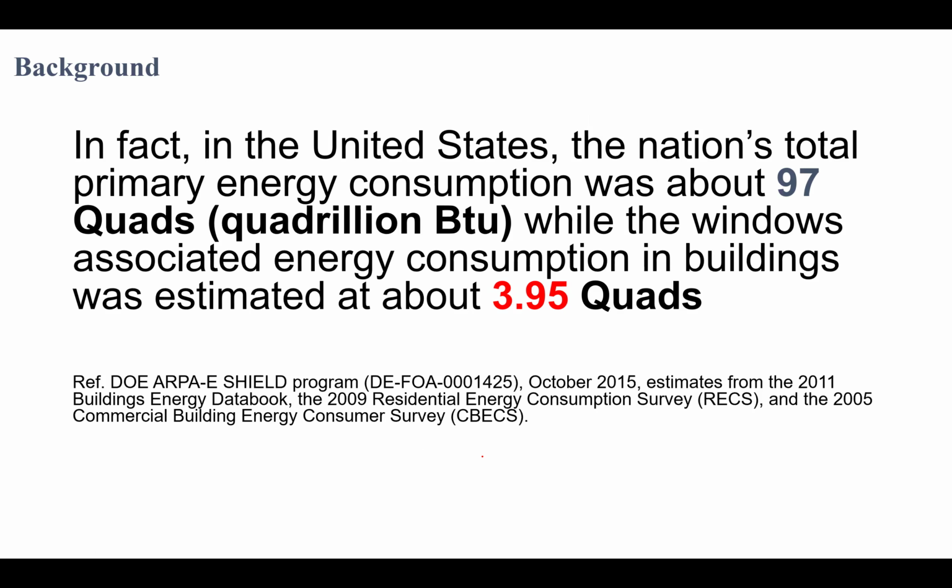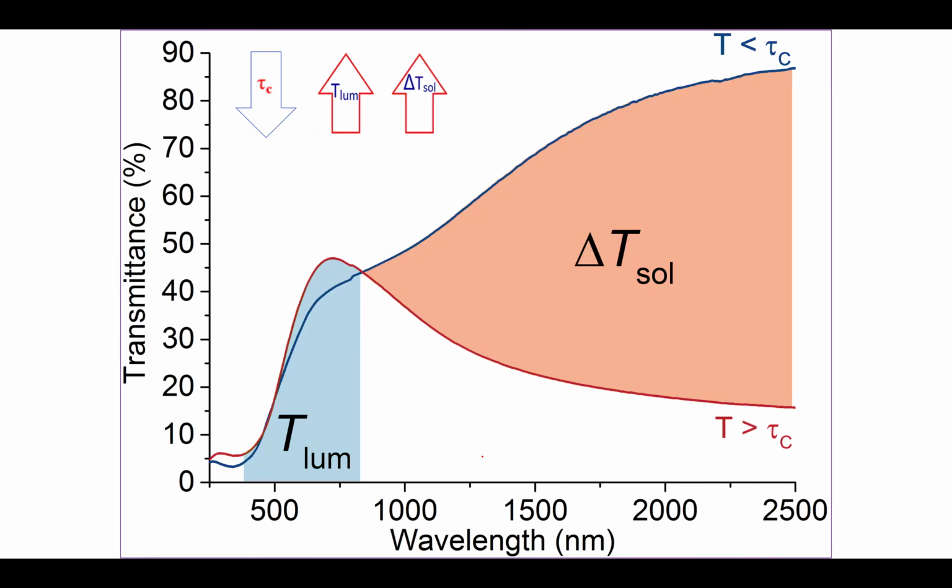Most of my work is on smart materials and devices, mainly smart windows. It's because of this data, which is US data: 4% of primary energy is associated with energy consumption in buildings. So we need to reduce this energy consumption, and the window is the least energy efficient part.